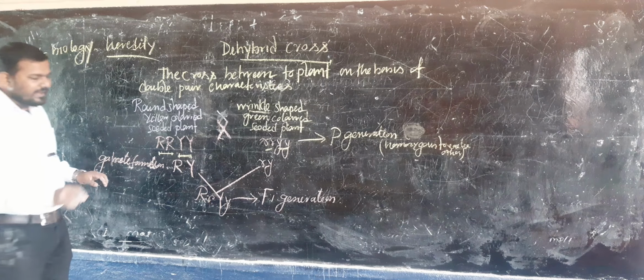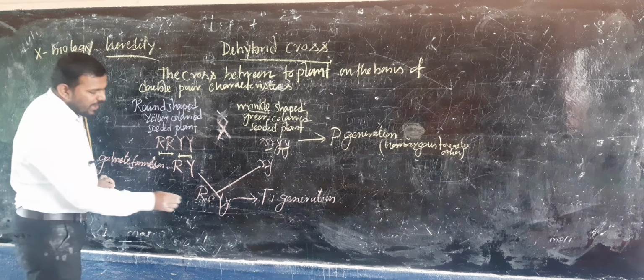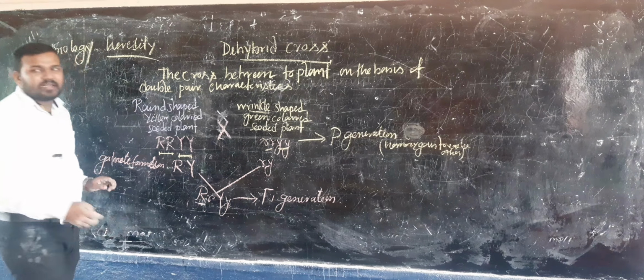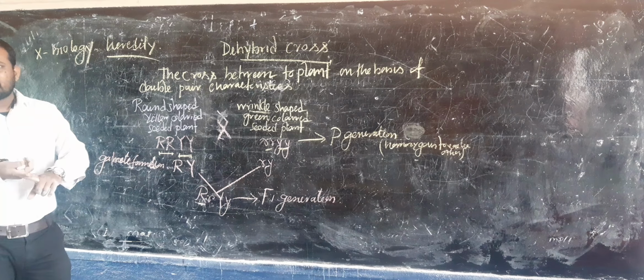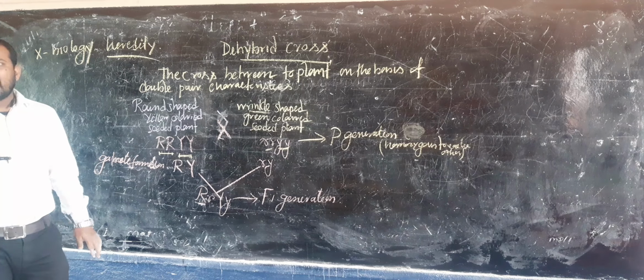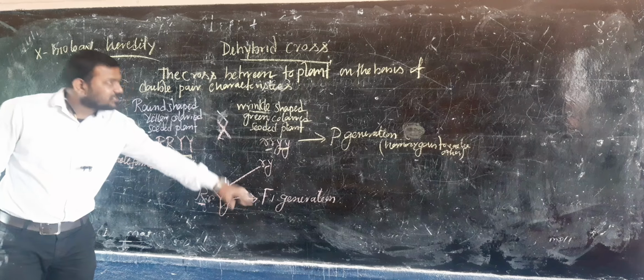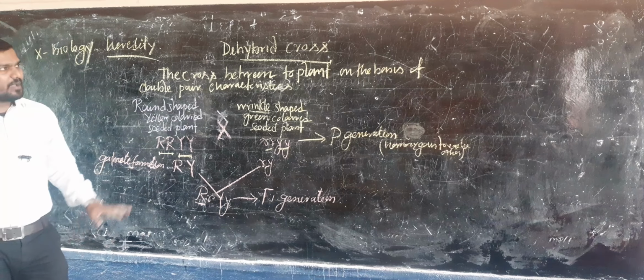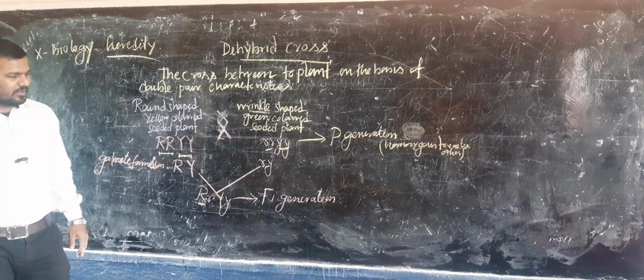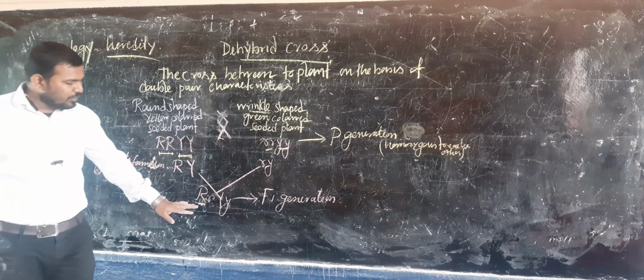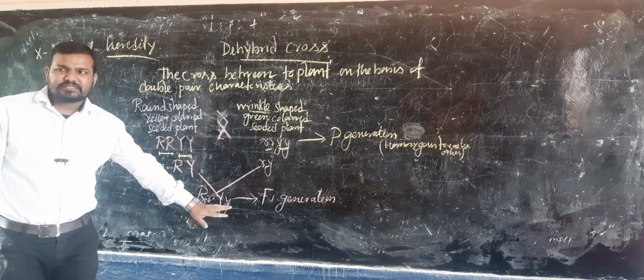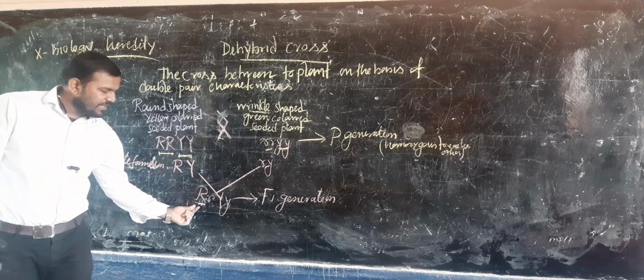Now in a heterozygous organism, one factor develops itself and the other factor remains unexpressed. The developing or expressing factor of a heterozygous organism is termed the dominant factor. So in the F1 generation of the dihybrid cross, all the plants of the F1 generation will produce round-shaped yellow-colored seeds. Here capital R is dominant over small r and capital Y is dominant over small y.